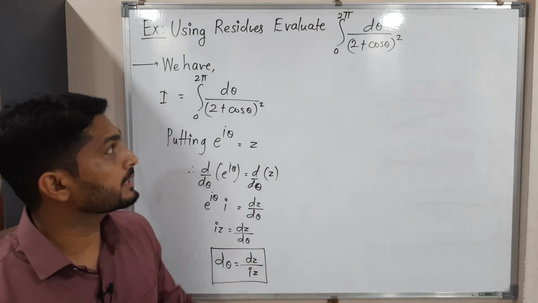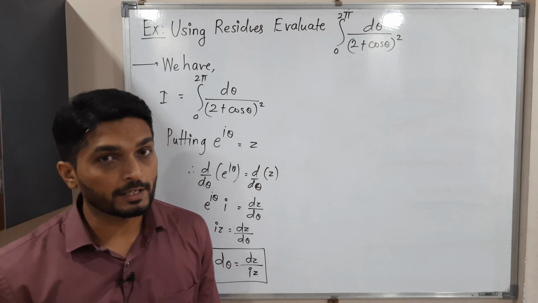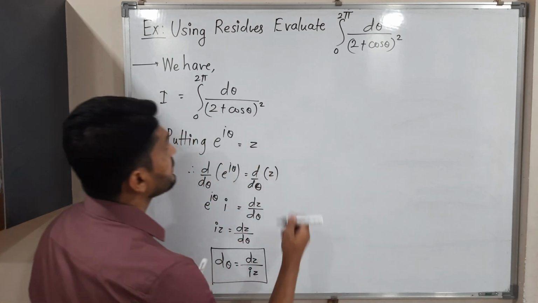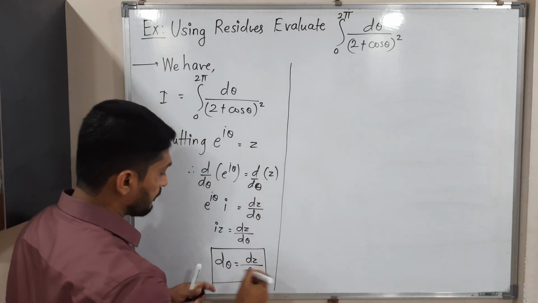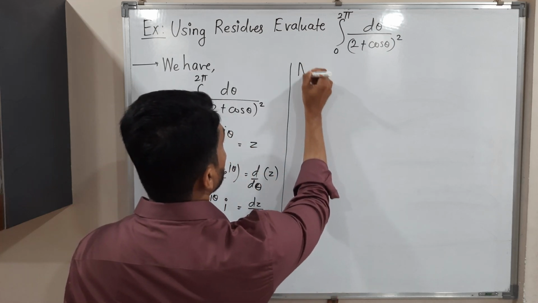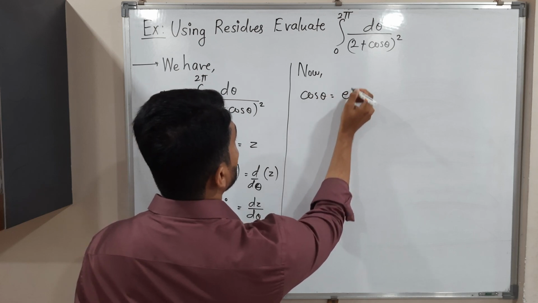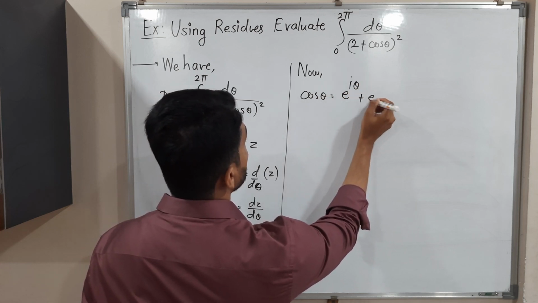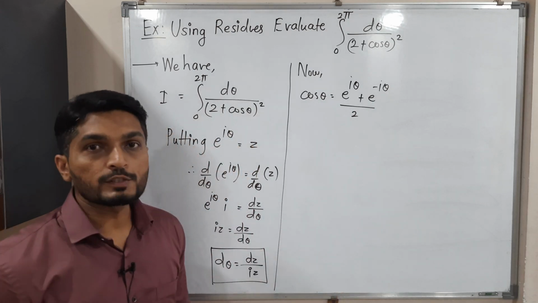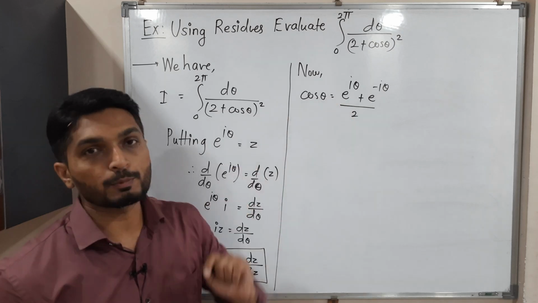The second important thing is the function cos theta. So let us express it in the form of z with the help of this substitution. Let me do that thing here. Do you know the relation between cos theta and the exponential function? So cos theta is e raised to i theta plus e raised to minus i theta upon 2. So using this formula we can find the relation. Okay, it gives the relation between cos theta and the exponential function.